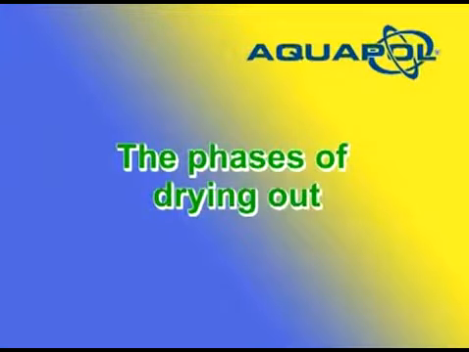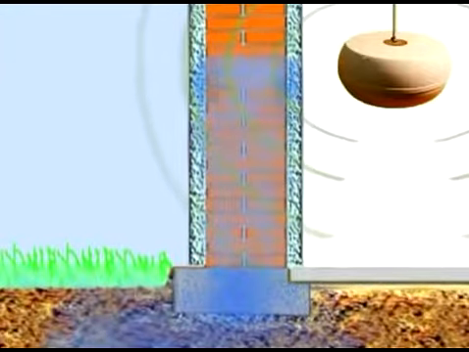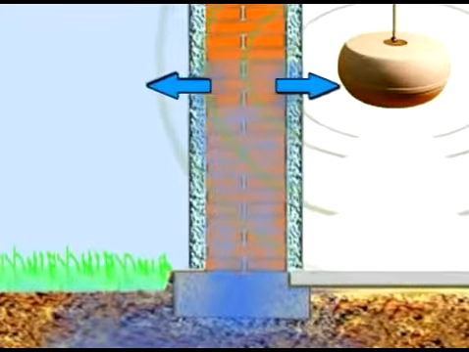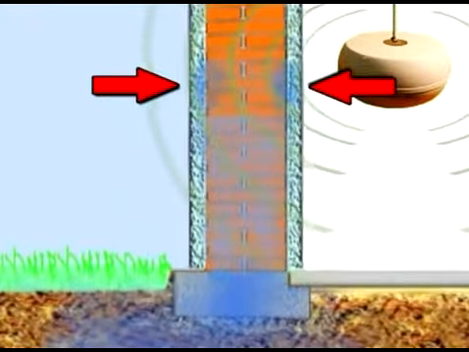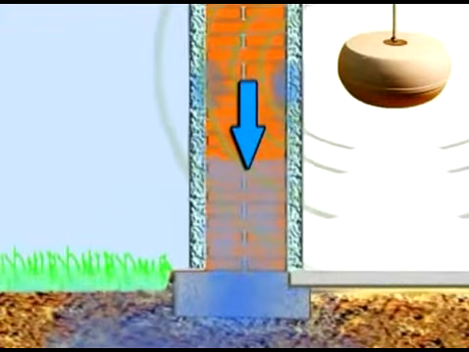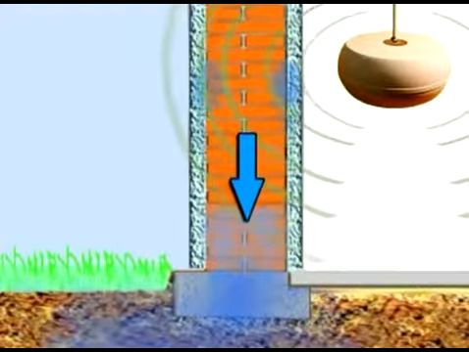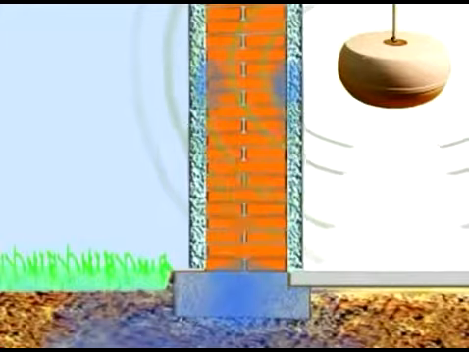The phases of drying out. The magnetokinetic process of drying out walls takes place in two overlapping phases. The period in which wall moisture evaporates in the upper portion of the wall is known as the evaporation phase. However, a large part of the moisture moves back downward into the ground due to the waves produced by the device. We refer to this period of drying as the dehumidification phase.